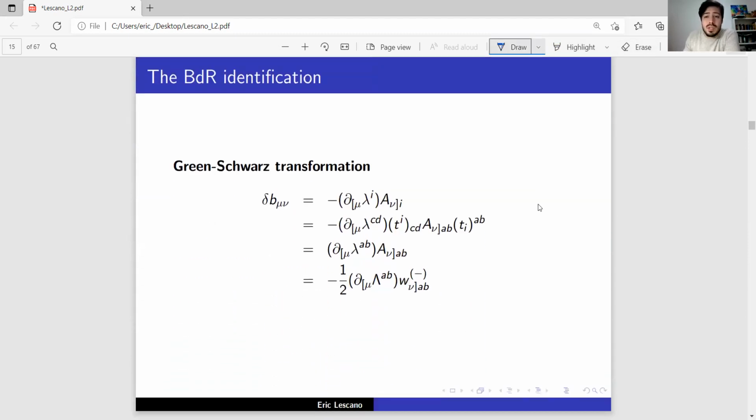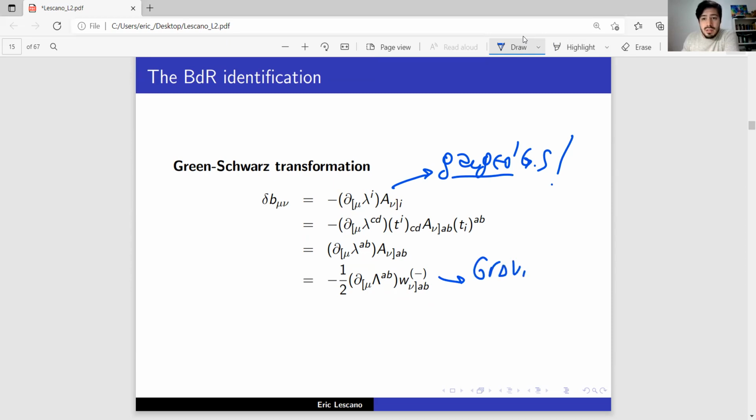For example, the Green-Schwarz transformation. If we start from here, this is the gauge Green-Schwarz, and finally we obtain the gravitational Green-Schwarz in 4 lines. The gravitational Green-Schwarz. This is the idea of the Bergshoeff-de Roo identification, to turn the gauge symmetry into Lorentz symmetry, into a higher order Lorentz symmetry.